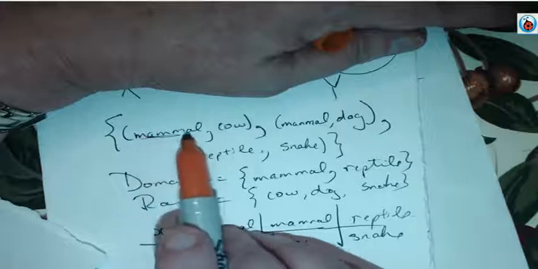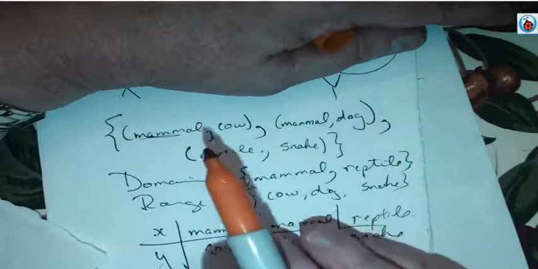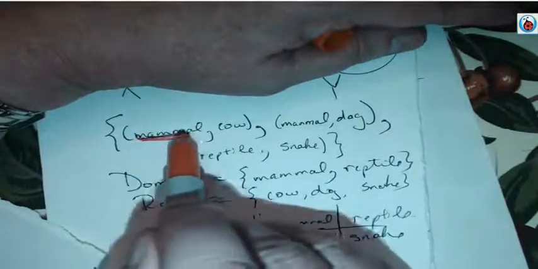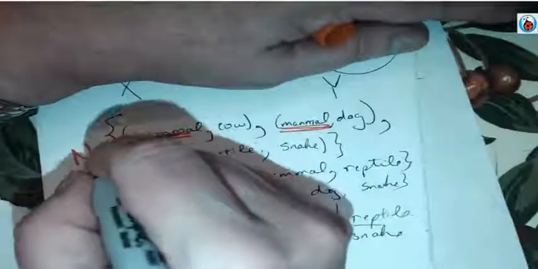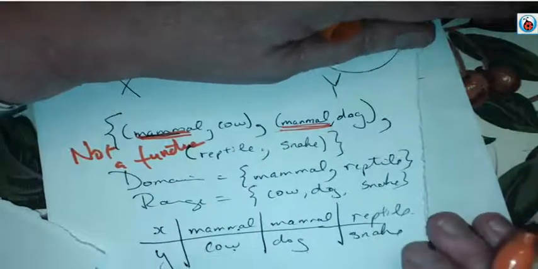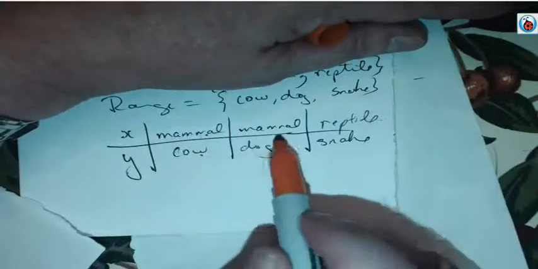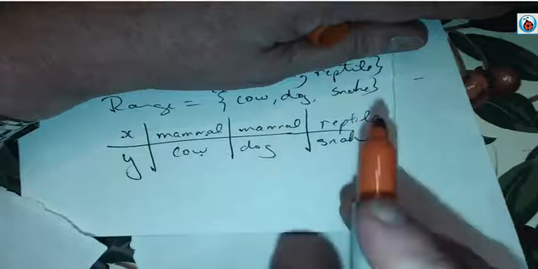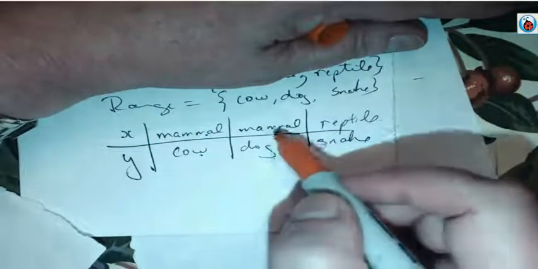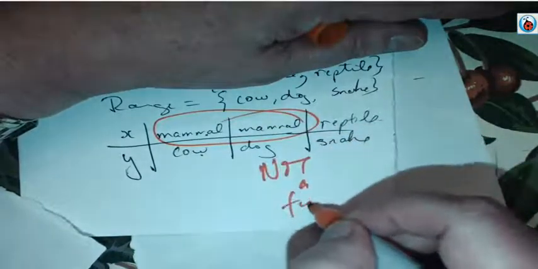What if it was like this? Well, mammal is in the domain. It's paired with cow. But mammal is also paired with something else. It's paired with more than one thing, so mammal is repeated in the first entry. So this is not a function. It's still a relation. It still has a domain and range as far as a relation is concerned, but it's not a function. And similarly, if I look at this, I can see mammal is repeated. So it's not going to be a function, because mammal is paired with cow, but mammal is also paired with dog. So it's not a function.